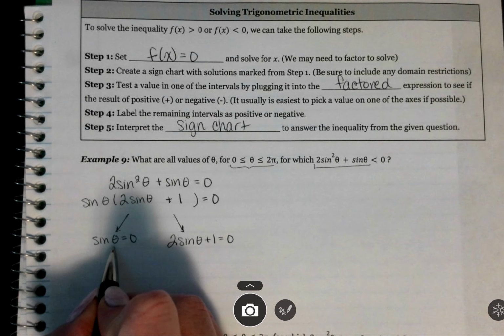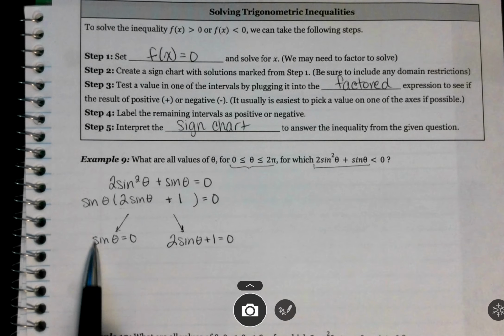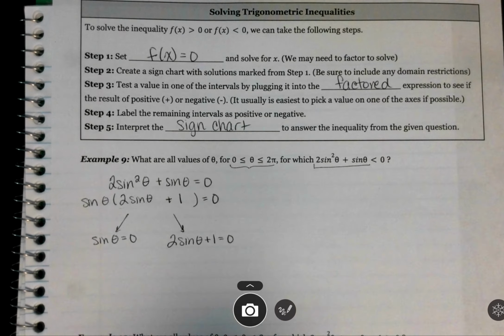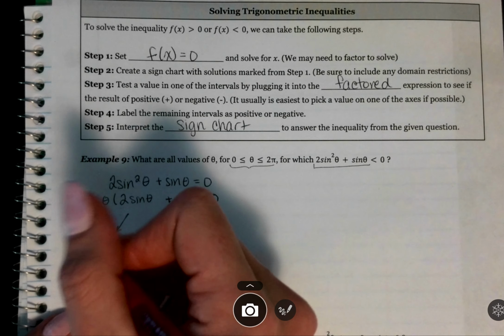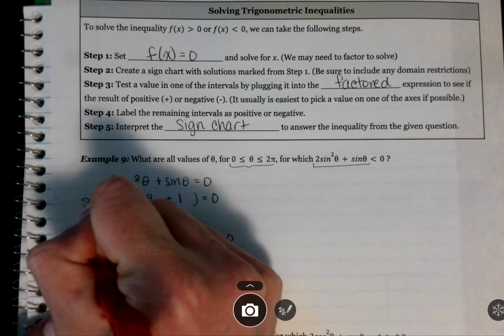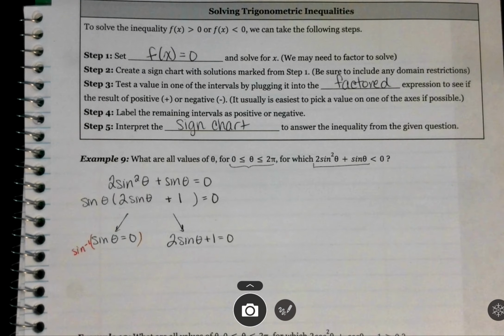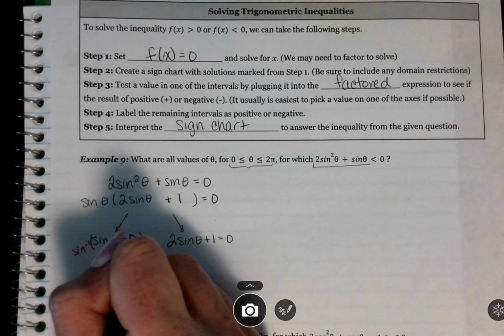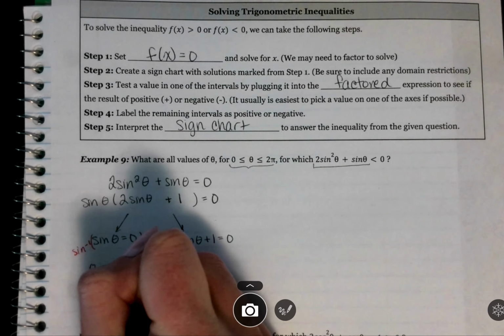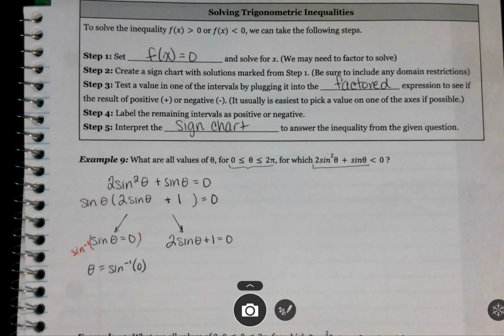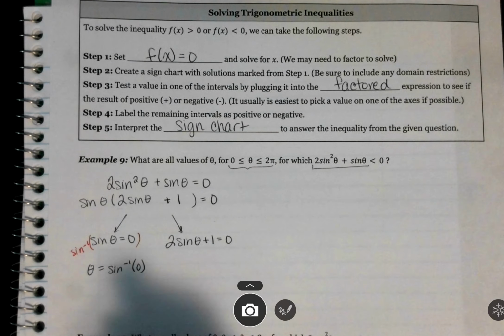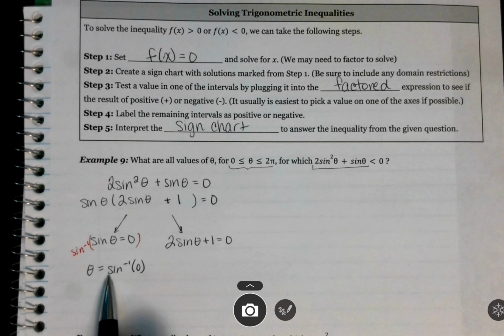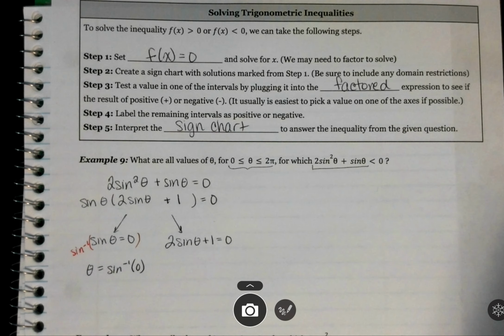Now I can solve each of these. If I want to get theta by itself, I want to undo this sine. So I'm going to take the arc sine of both sides, and I'm just going to write it like this. Arc sine and sine will end up canceling, so I'll have theta equals arc sine of the right-hand side, so arc sine of 0. Arc sine of 0 is asking at what angle has a sine value of 0. And if we're not sure of that, we can use our unit circle.